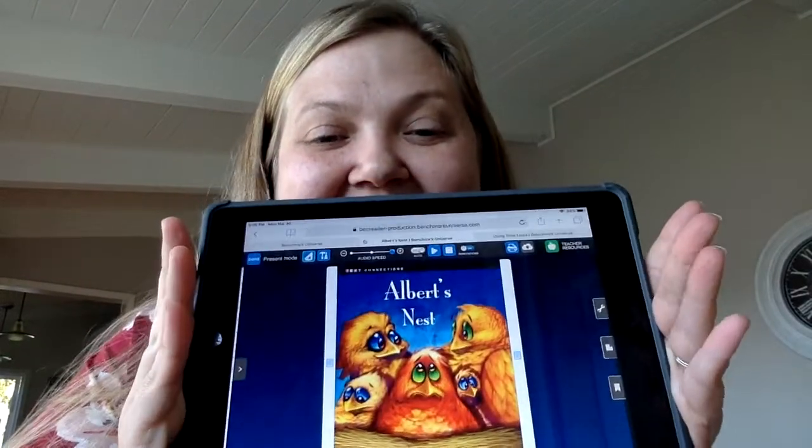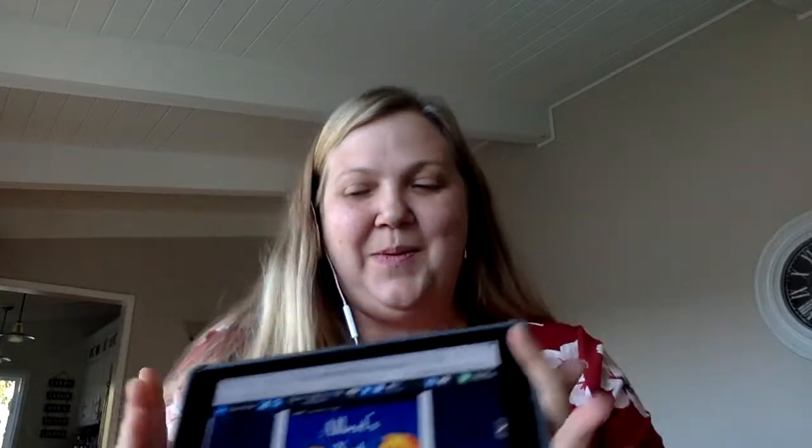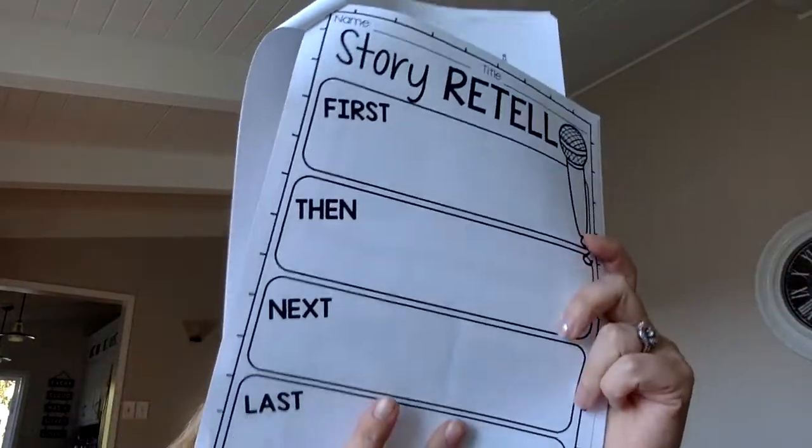Well, today we're going to read Albert's Nest. Albert's Nest has a lot of great signal words in it, and I hope that you can remember some of those that help us put things in order, the sequence. Words like first, you got it. Then, next, last. These are just a few of them. You might be thinking of some more. Finally, after that, yeah, so many.